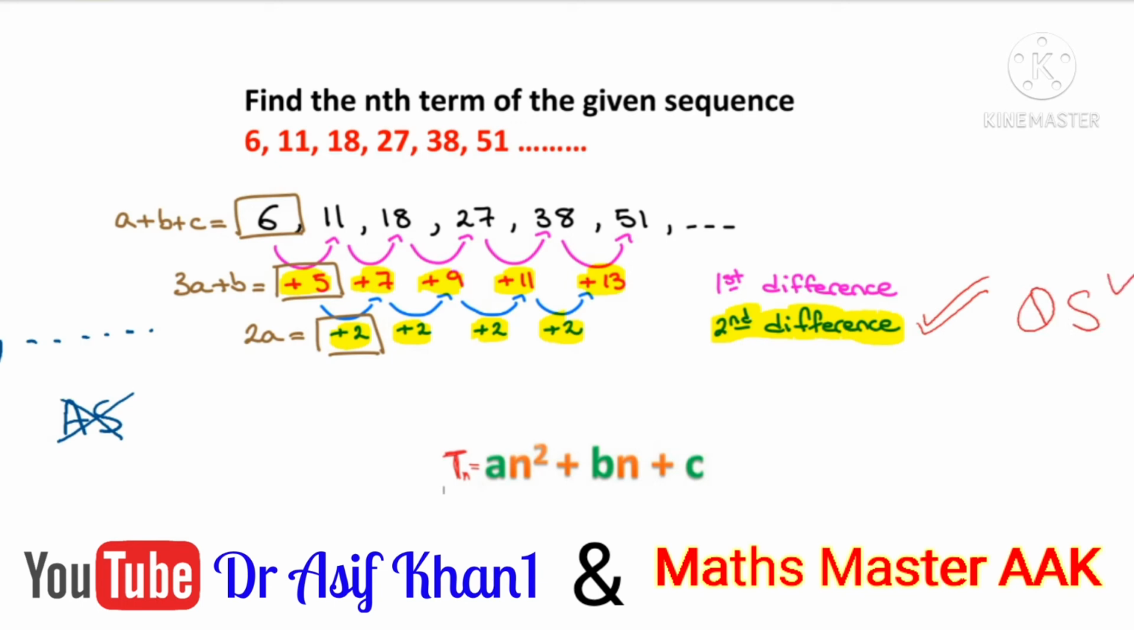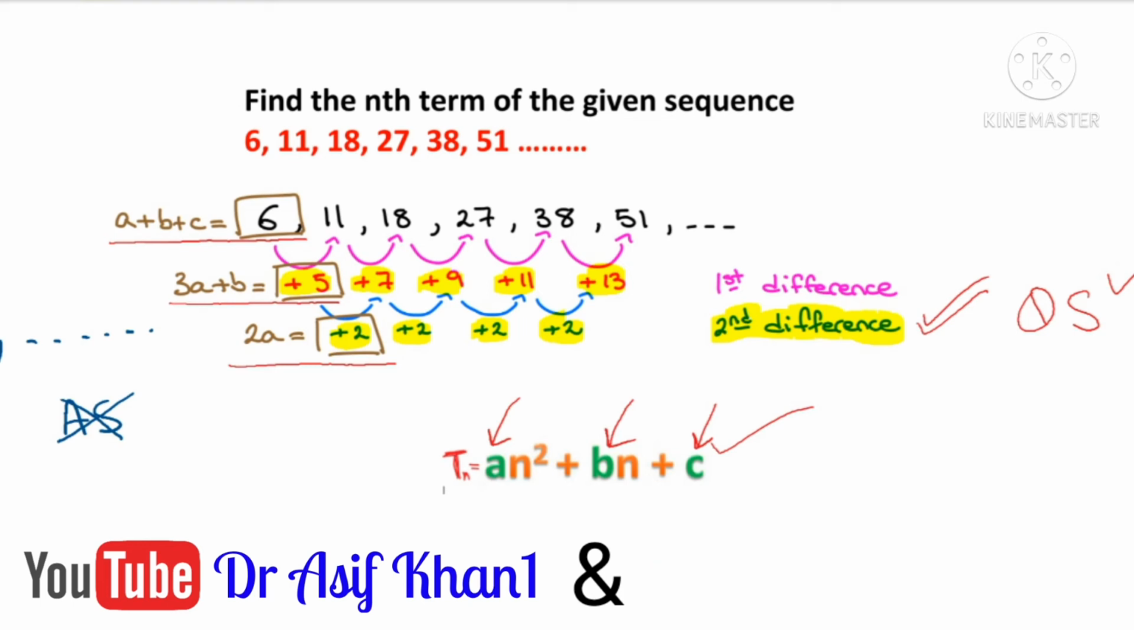And for a quadratic sequence, we have to use this formula as we discussed. Tn is equal to an square plus bn plus c. So we will make these three equations. You can see 2a is equal to this, 3a plus b is equal to this, a plus b plus c is equal to this. Now you will solve all these three equations for finding the values of a, b and c, just like I told you earlier. Put them here in place of a, b and c. So you will find the nth term formula for this quadratic sequence.